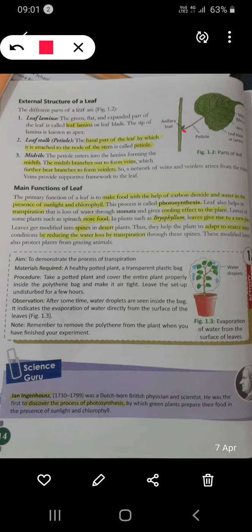Leaf also help in transpiration. That is the loss of water through stomata, and gives cooling effect to the plant. We know the root of a plant absorbs water from the ground, and after taking the water it supplies it to the whole part of the plant. But every day they absorb water from the ground, but where does it go? It goes into the atmosphere through a process that is called transpiration or evaporation.